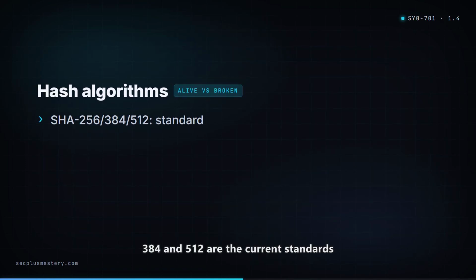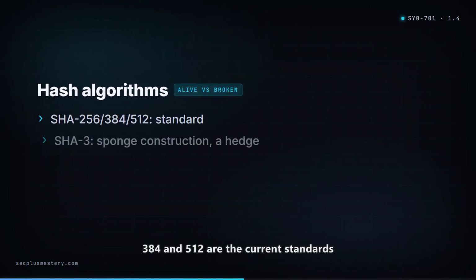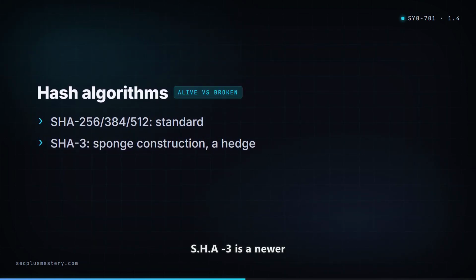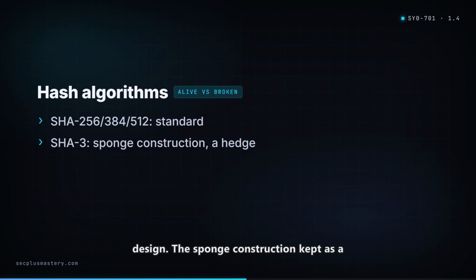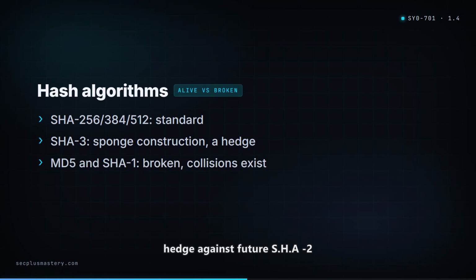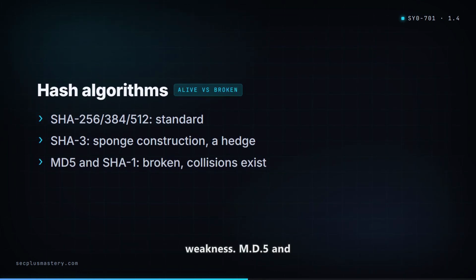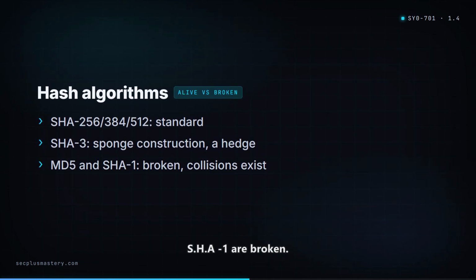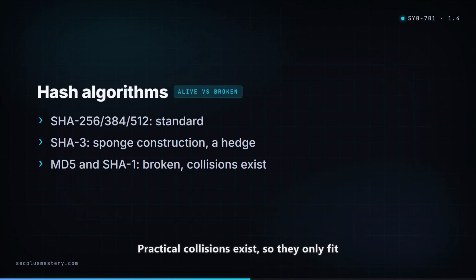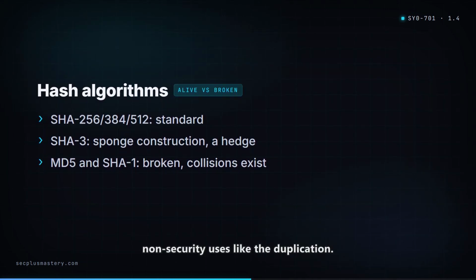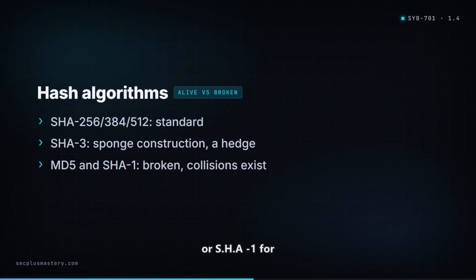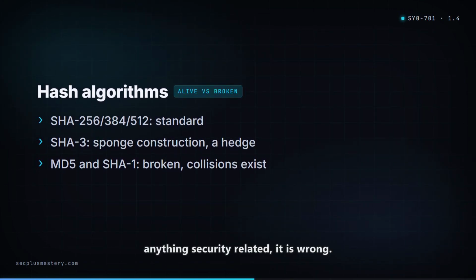SHA-256, 384, and 512 are the current standards for integrity checks. SHA-3 is a newer design, the sponge construction, kept as a hedge against future SHA-2 weakness. MD5 and SHA-1 are broken. Practical collisions exist, so they only fit non-security uses like deduplication. If a question offers MD5 or SHA-1 for anything security related, it is wrong.